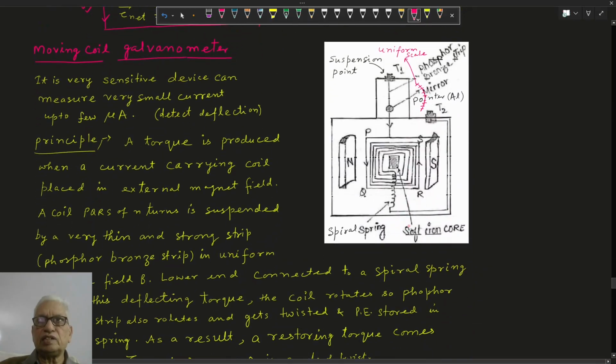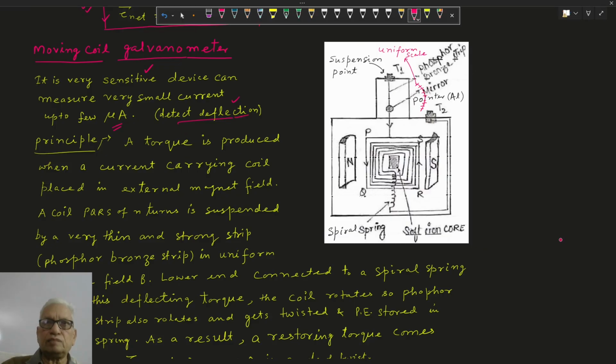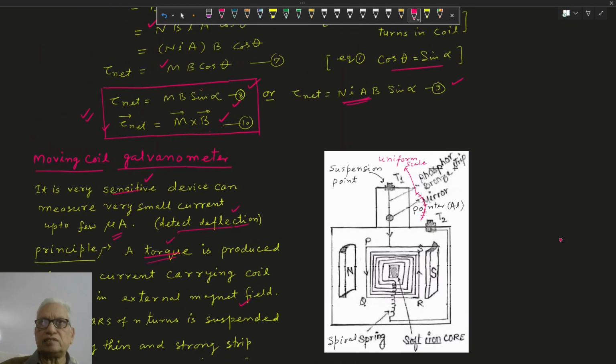Now moving coil galvanometer. This is the device, an instrument, very sensitive. It can measure very small current, up to the order of say 2 microampere. Because of this there is deflection here. It can detect deflection, it can measure very small current. So very sensitive device. The principle is whenever a current carrying conductor is placed in the magnetic field, there is a torque acting on it. इसका derivation ही कर रखा है.